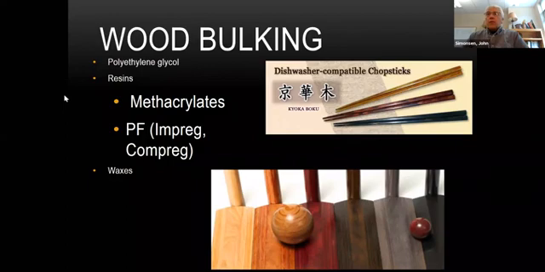So another thing that you can do is bulk the wood with polyethylene glycol. One place where this gets used where it's visible is when people will take a slice out of a trunk of a tree and make a tabletop out of it. They usually have a glass covering on it. I don't know if anybody's ever seen that, but I have.